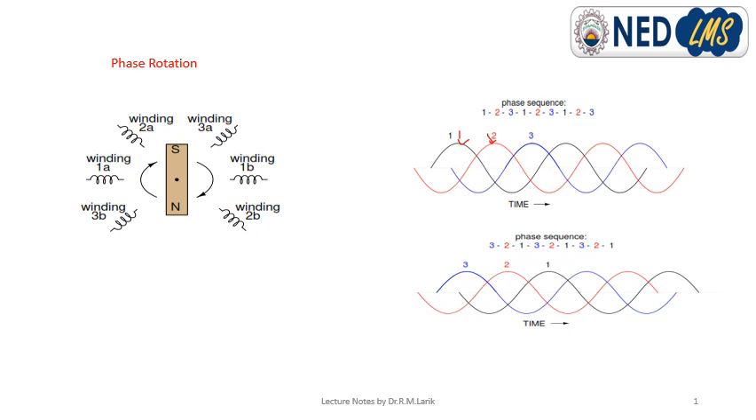See the phase 3, its peak comes, if we take our phase 1 as a reference, then the winding 3 its peak comes after 240 degrees. Means phase 3 lags phase 1 by 240 and phase 3 lags phase 2 by 120 and so on. Phase 1 as a reference, then phase 2 and then phase 3.